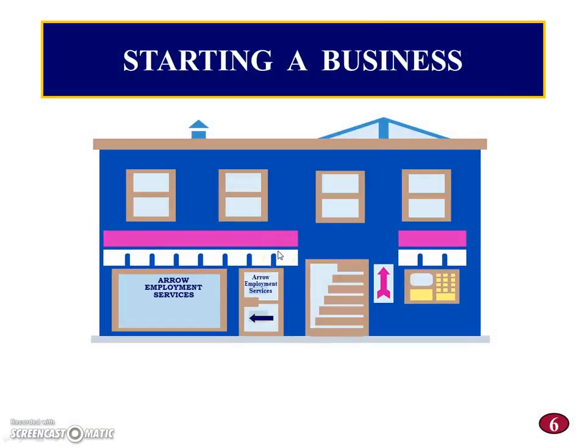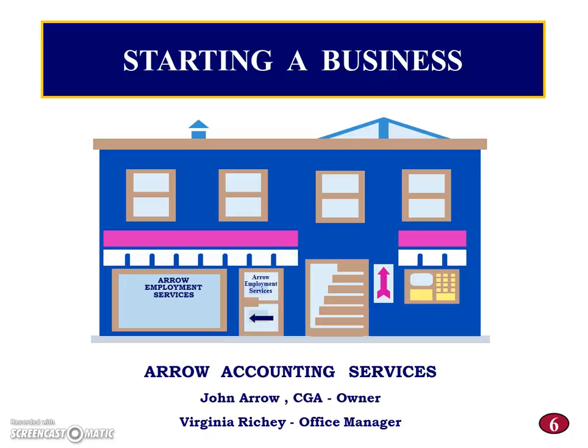So let's very quickly go into a business, and we'll look at somebody who's starting up a business. That's what we're often asked to do here, since jobs are not something that can be guaranteed. They're asked to start a business. So we're going to look at John Arrow, who's a CGA, a certified general accountant, and this is a Canadian example. He has Virginia Rishi, the office manager. While he concentrates on doing the accounting, she runs the business.